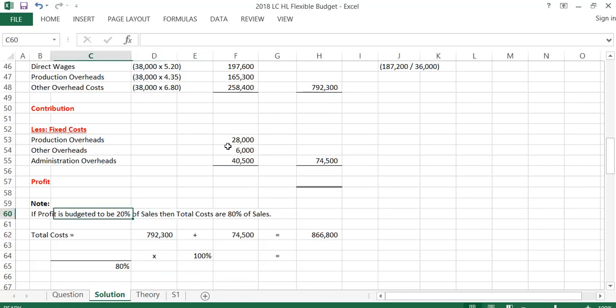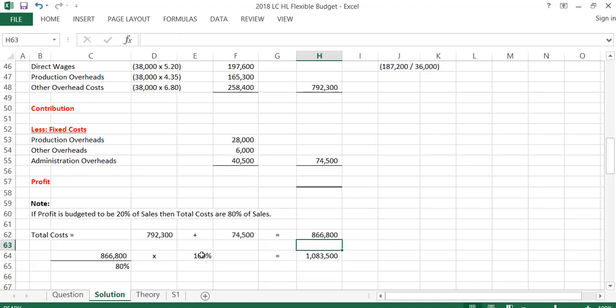Well, if profit is budgeted to be 20% of sales, then total cost must be 80% of sales. So if I get my total cost and divide that by 80% and multiply it by 100%, I should fill that in over here, sorry. So total cost divided by 80% multiplied by 100% will give me my sales of 1,083,500.